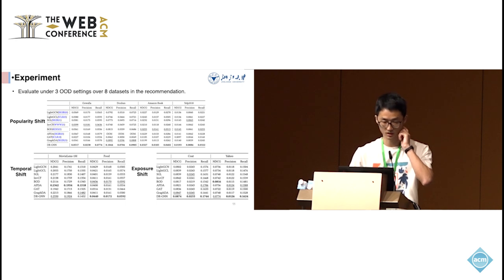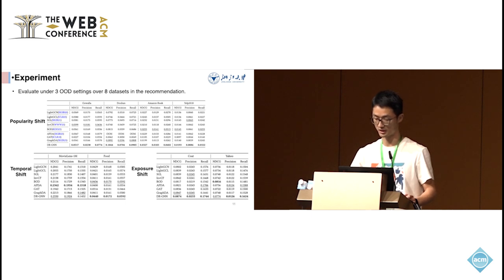About experiments, comparative experiments are conducted on 8 datasets under 3 common OOD settings in recommendation. The 3 categories of distribution shifts arise from distinct underlying factors, such as variations in item popularity, discrepancies in the time periods of interaction, and exposure bias. We can see DRGNN achieved promising results, either matching or improving over strong contemporary baselines.